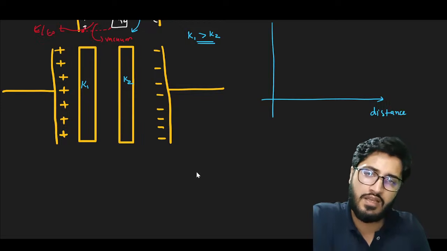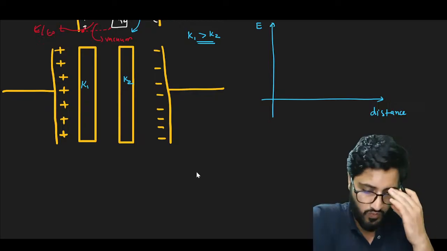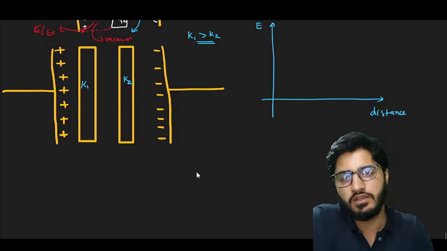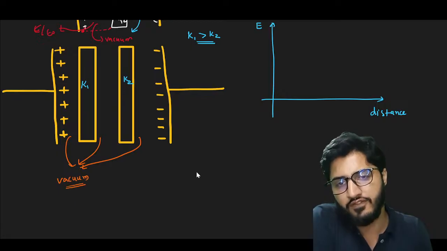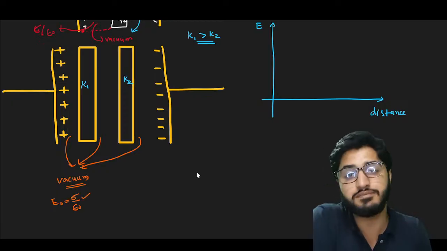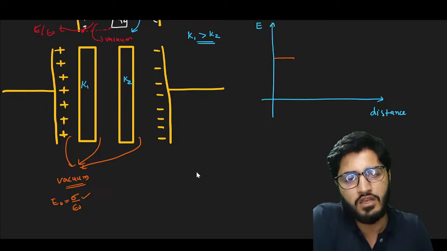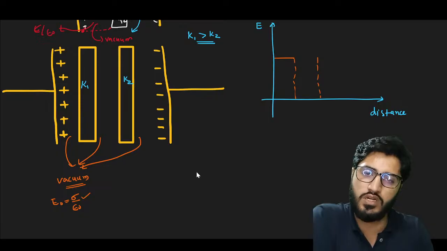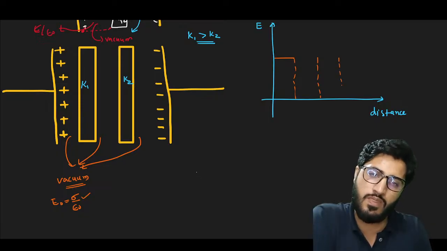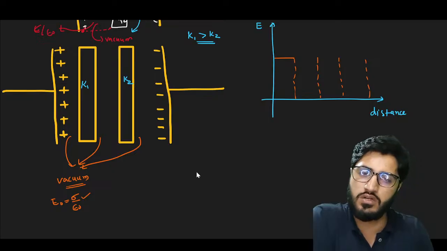Distance and electric field E. One thing that we know, sir, is that in this particular portion, in this one and in this one, these are vacuum, and in vacuum my electric field is E naught, which is sigma by epsilon naught, and it is maximum. So in the first phase, then in the third phase. The first, second, third, fourth regions: the third is also this one, so I need to write it here also.